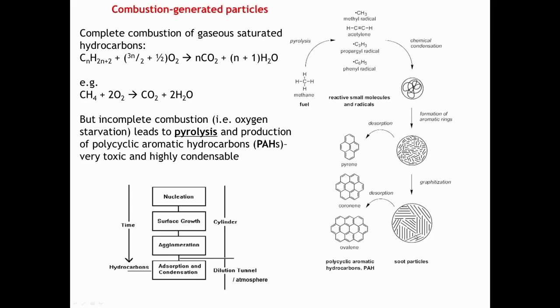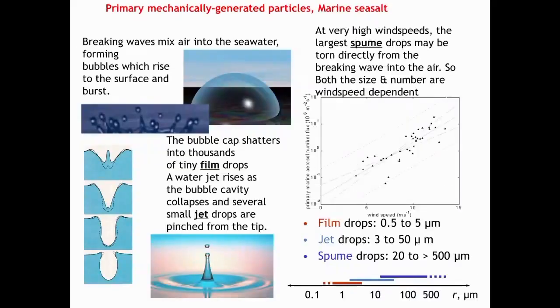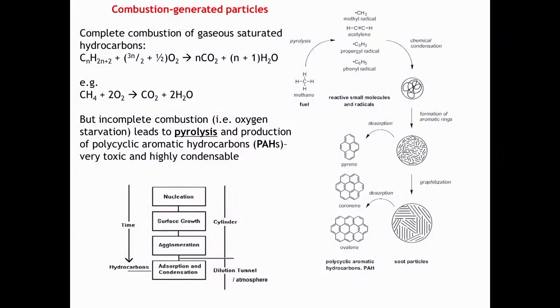And what sort of particles are these? Does anyone know how they're normally referred to? They're normally just called soot. So soot is just a collection of the chemical condensation products of incomplete combustion. So chemical condensation gives rise to larger molecules that give rise to soot particles. So we've got our primary dust, primary sea spray, and our combustion-derived particles.